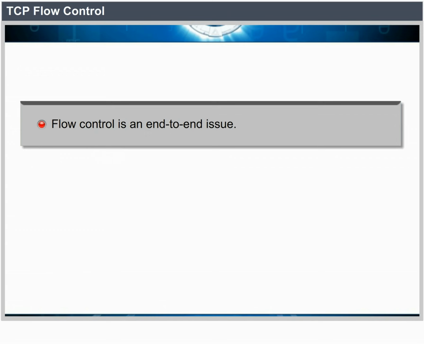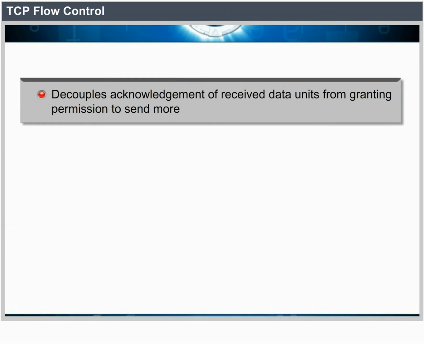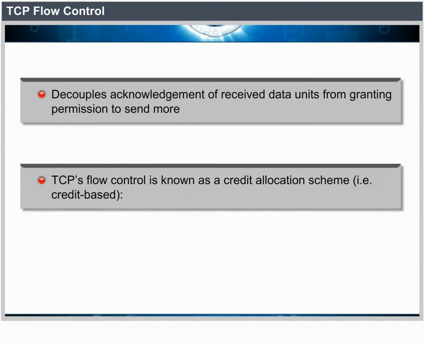It differs from the mechanism used in LLC, HDLC and others. It decouples acknowledgement of received data units from granting permission to send more. TCP's flow control is known as a credit allocation scheme, that is, credit-based, and each transmitted octet has a sequence number.